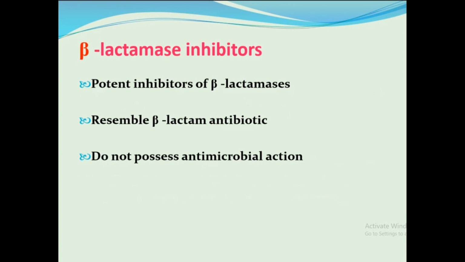The inhibitors of the beta-lactamases resemble the beta-lactam antibiotics and do not possess any antimicrobial action. So these inhibitors, like sulbactam, inhibit the beta-lactamases so that the first-choice antibiotic given alongside works directly on the organism, so that it can have either a bactericidal or a bacteriostatic effect.